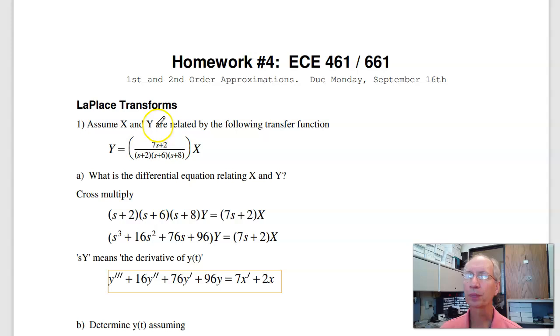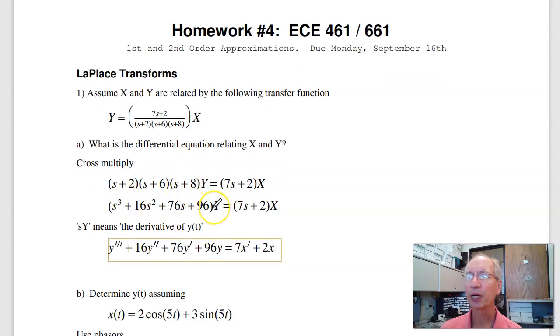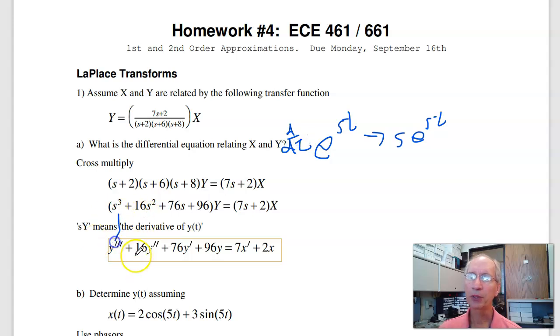relating the two? So anytime you see s, think differential equation. If I cross multiply, I get a cubic in terms of y. The basic assumption behind Laplace transforms is everything's in the form of e to the st. So when I differentiate, I get s e to the st. So s means derivative. So likewise, s cubed becomes the third derivative, second derivative, first derivative, just y, first derivative of x. That's the differential equation that corresponds to that transfer function.